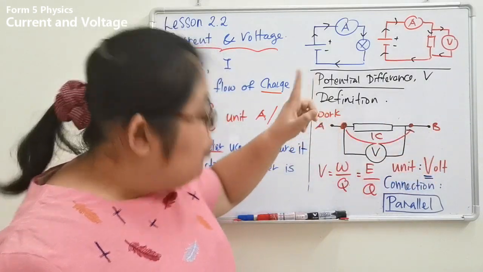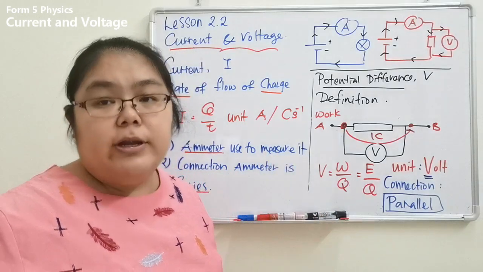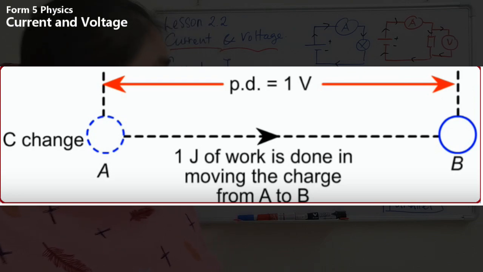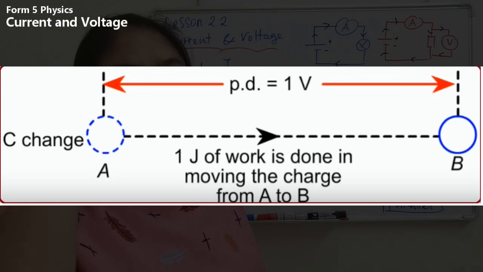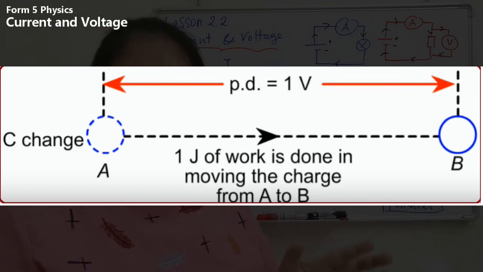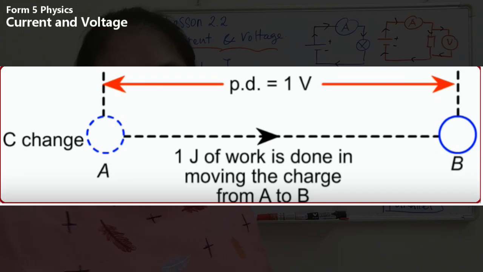Or you say from one point to another point. Then after that, this one is a definition for the potential difference. Okay, I show you the diagram about the definition for the potential difference. So that means you no need to memorize word by word. You can refer to the diagram, and after that, you go and create your definition.